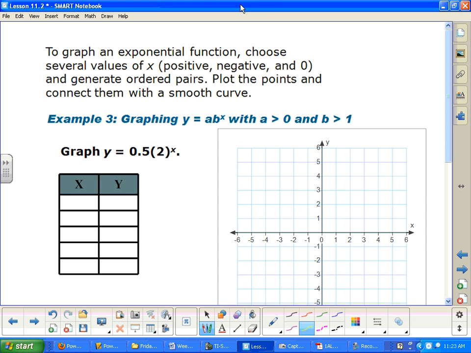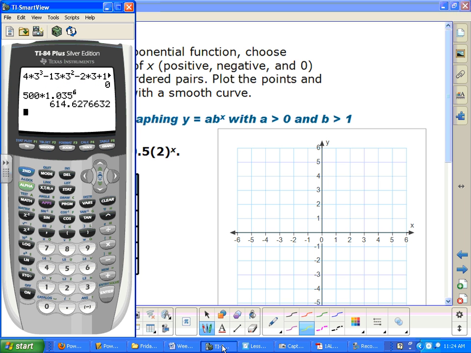Okay? To graph an exponential function, choose several values of x, positive, negative, and 0, and generate ordered pairs. Plot the points and connect them with a smooth curve. All right? So this is why you have graph paper. Take your calculator, set it down, turn it off, don't use it, because I'm going to expect that you're able to do these without it. Because hopefully every one of you could take this 0.5 times 2 to the power x, plug it in there and get a graph, right? Okay, you should be able to. If you can't, ask me later, I'll show you how.